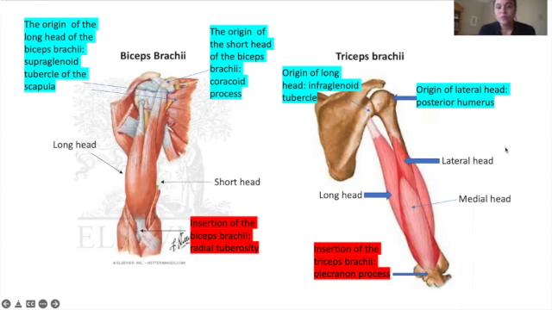Okay, so the triceps, think of tri, three. So there's three heads. There's the long head, there's the short head, and the medial head. So the origin of the long head is the infraglenoid tubercle, and you can see the arrow pointing to the infraglenoid tubercle. And the origin of the lateral head is the posterior humerus, okay? And the insertion of the triceps brachii is at the olecranon process.